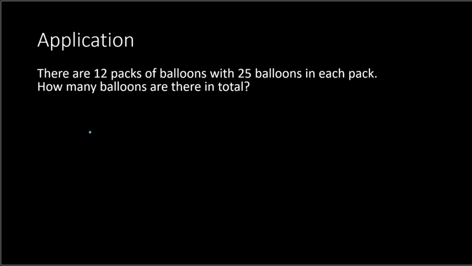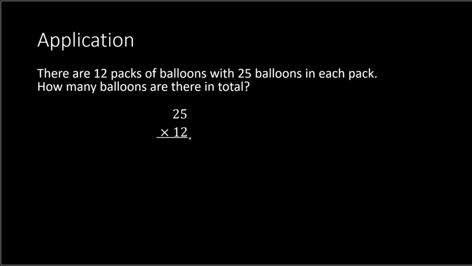Now to finish off the lesson, we will talk about an application of this process. And here we have an example. We have 12 packs of balloons with 25 balloons in each pack. And the question is, how many balloons are there in total? So we have 12 packs with 25 balloons in each. So we could just do 25 plus 25 plus 25 plus 25, 12 times because there's 12 packs. But the quicker way of doing that is by multiplying. So we can multiply 25 times 12.